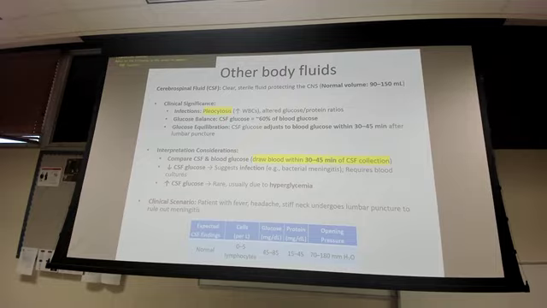Okay. So when you compare CSF and blood glucose, draw blood within 30 to 45 minutes of a CSF collection. If that CSF glucose is decreased, you think infection, think bacterial meningitis, and this will require a blood culture. If the CSF glucose is high, it's usually due to hyperglycemia.